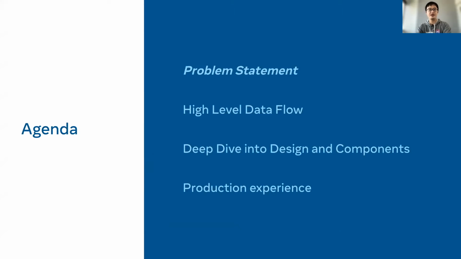Here's the agenda of the talk. We'll start from the problem statement to explain why keeping a live view of data on user devices is a challenging problem at Facebook scale. Then we'll go through the high-level data flow and then dig into components involved with the design choices we made. Lastly, we'll talk about our experience operating Bladerunner in production over the past 5 years with some data.